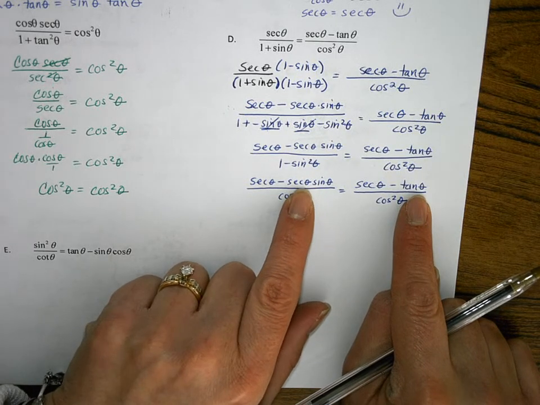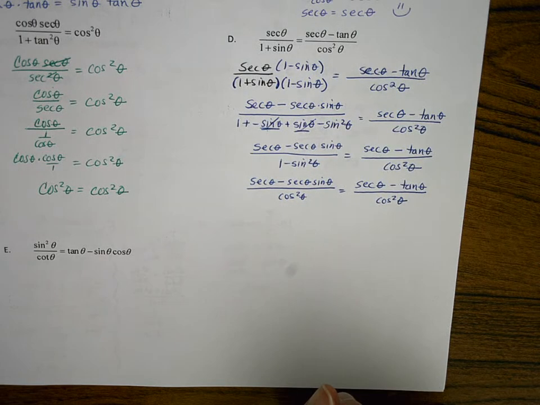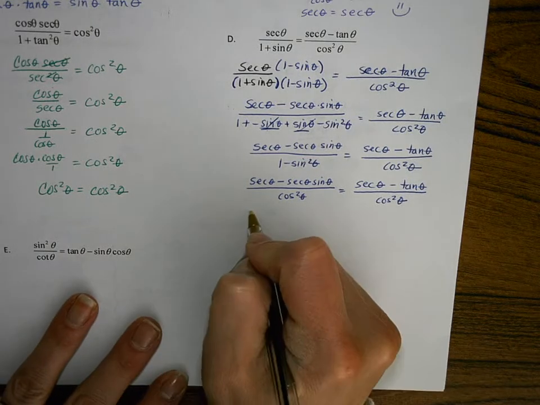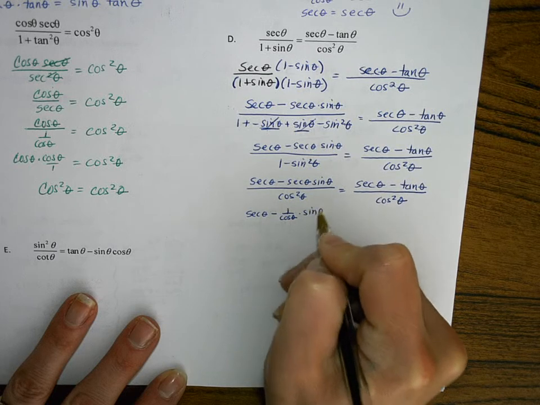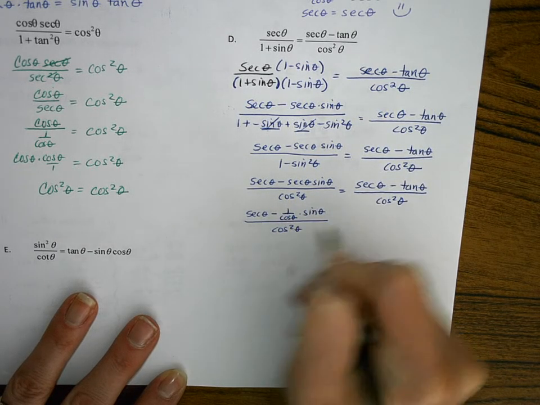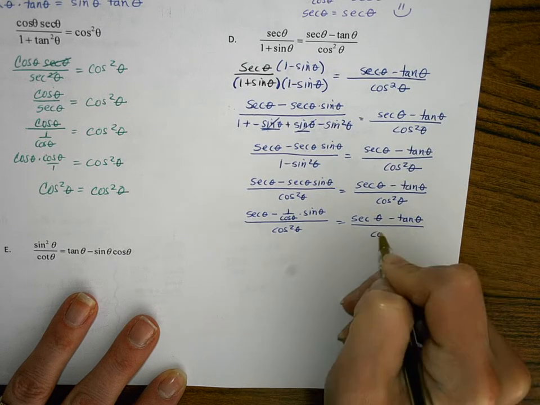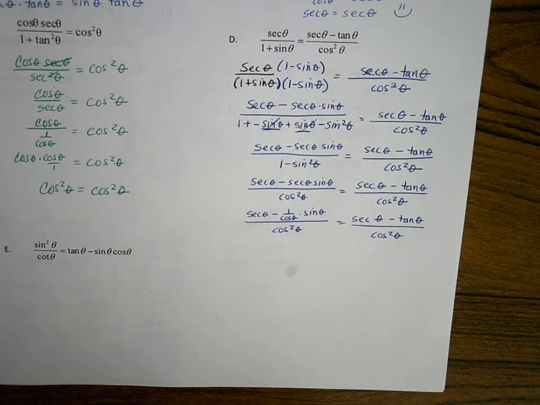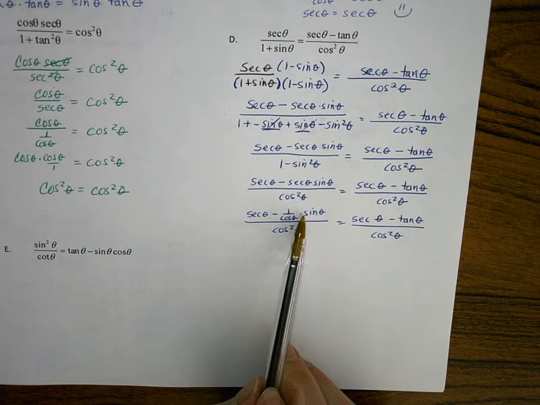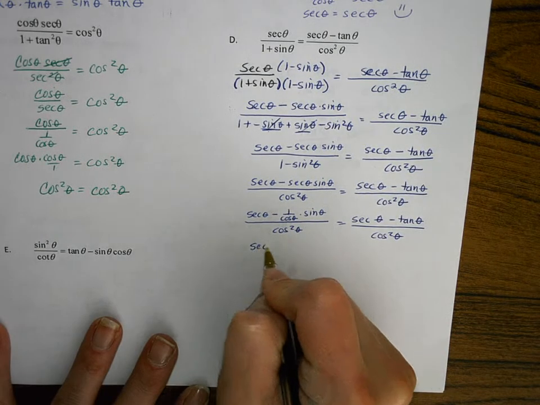All right, so I start thinking, what is secant? 1 over cosine. Okay, so we got secant minus 1 over cosine times sine all over cosine squared, equals secant of theta minus tangent of theta all over cosine squared of theta. All right, are we getting anywhere? What's 1 over cosine times sine? I'm multiplying these. What is 1 over cosine times the sine? Sine over cosine.